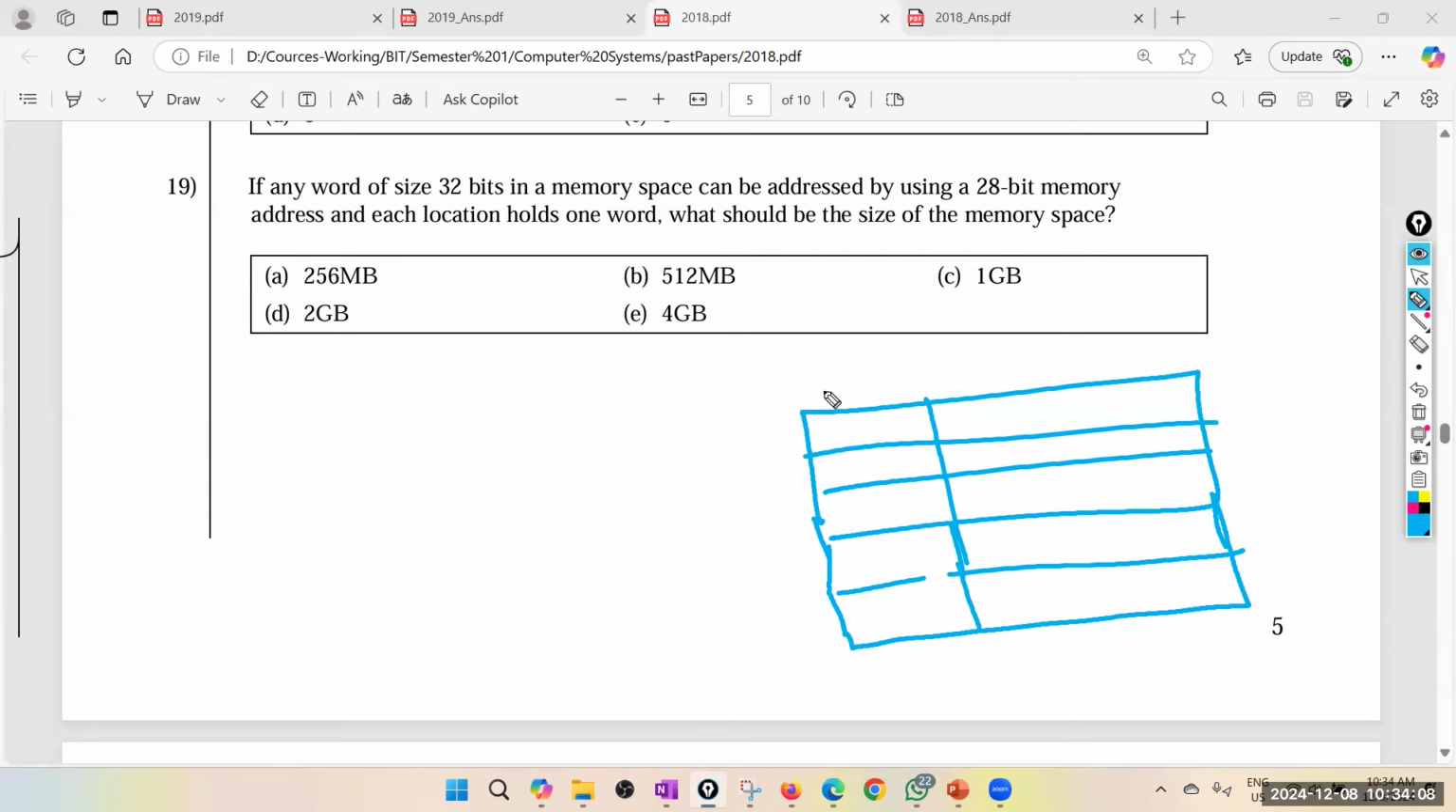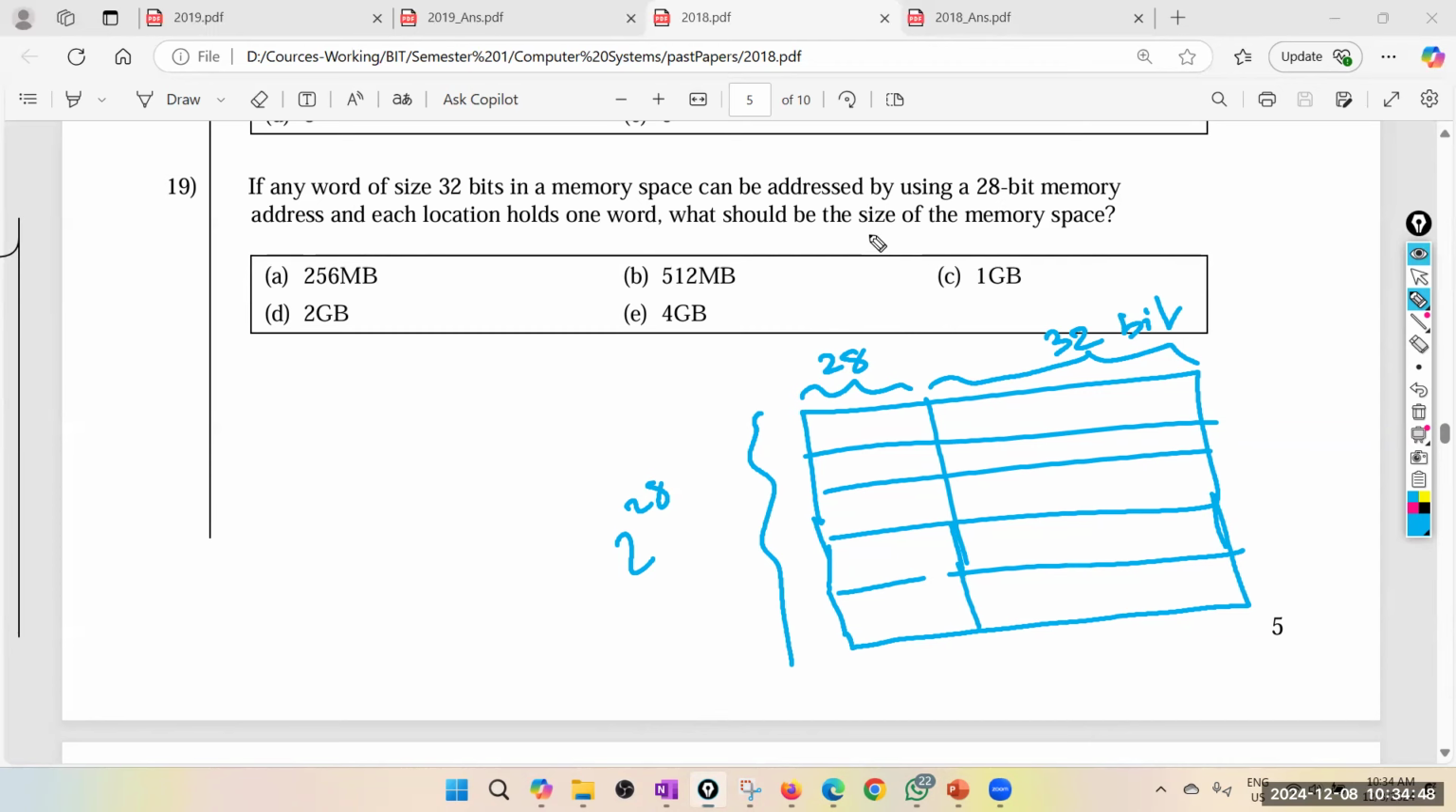If any word of size 32 bits in a memory space can be addressed, that means the memory space can keep words. Word size is 32 bits. Each word can be addressed by using a 28-bit memory address. So the memory address is 28 bits. That means you can create 2 to the power 28 different addresses, because 28 bits range from 28 zeros to 28 ones. And each location holds one word. Of course, one word is 32 bits.